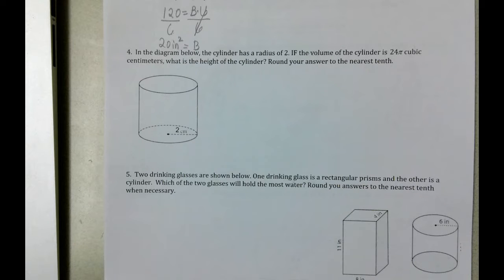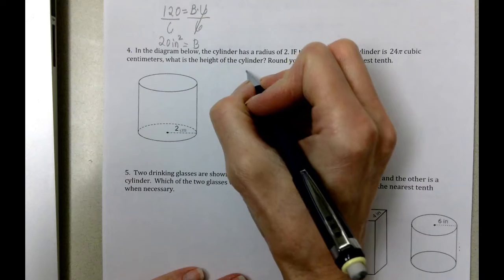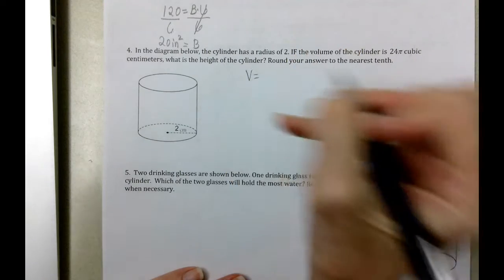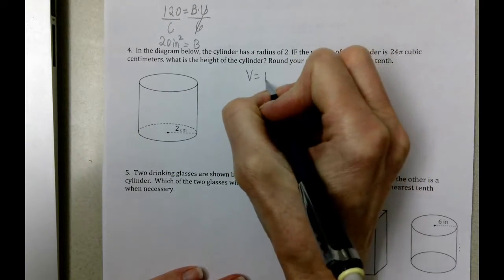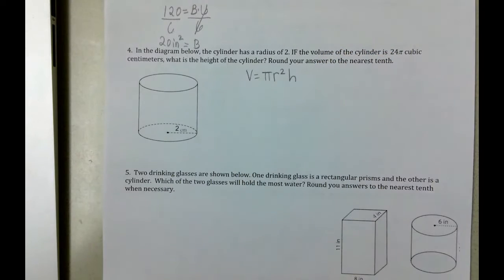In the diagram below, the cylinder has a radius of 2. If the volume of the cylinder is 24 pi cubic centimeters, what is the height of the cylinder? Round your answer to the nearest tenth. Well, once again, if we think about it, our formula for this is pi r squared times h.